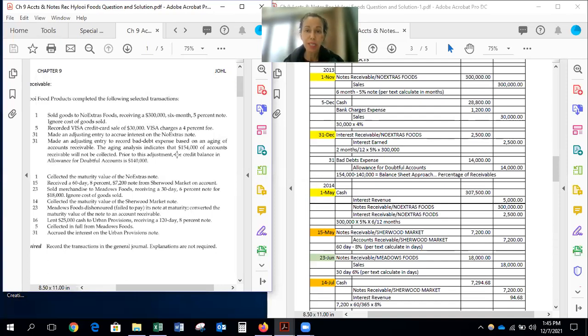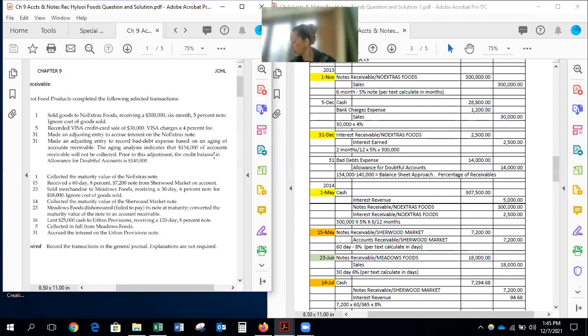Which means we have to take into consideration the balance in the allowance for doubtful accounts. The amount that we calculate under this method should be the ending balance in the allowance for doubtful accounts. So looking here, you can see that the aging indicates that $154,000 of the accounts receivable will not be collected.